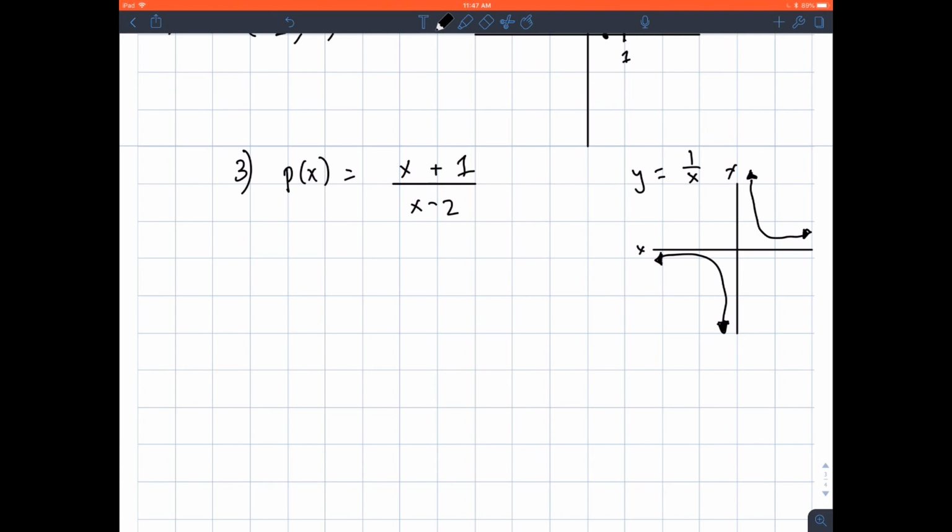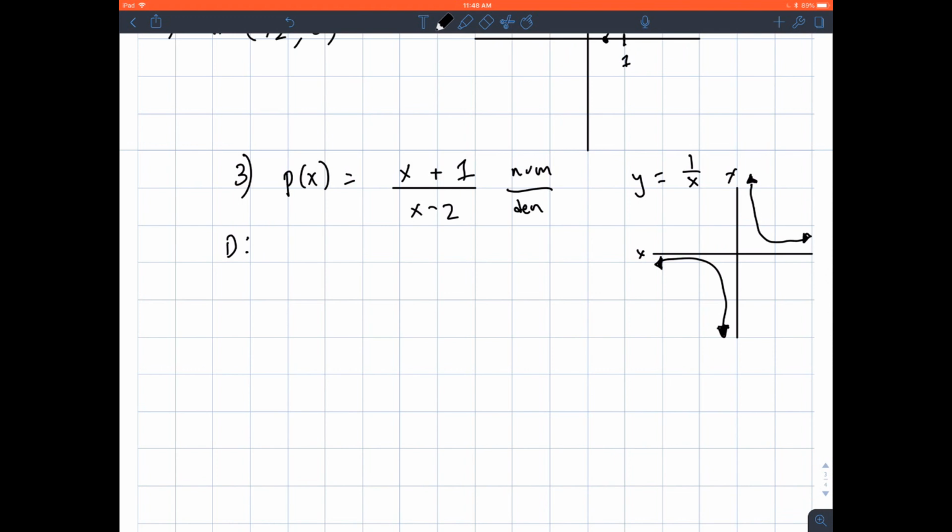Okay, so first off, let's do the domain, right? And we know that anytime you have a numerator, which means the top, over a denominator, the denominator can't equal 0. If it equals 0, then it does not exist. It's undefined, essentially. So the bottom can't equal 0. So we have x minus 2 cannot equal 0. So x cannot equal 2, because if it equals 2, then we run into problems. It could equal 3, it could equal -1, it just can't equal 2.